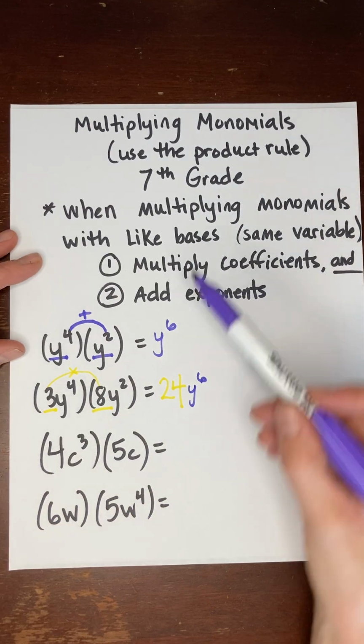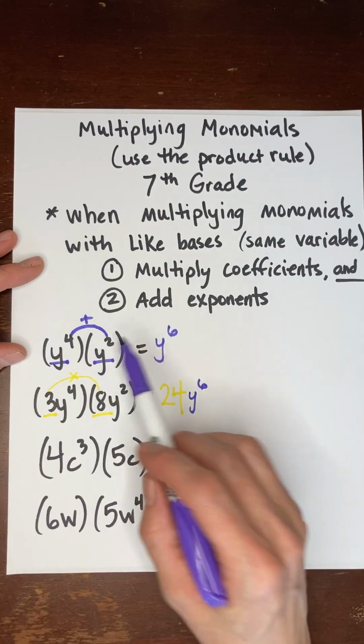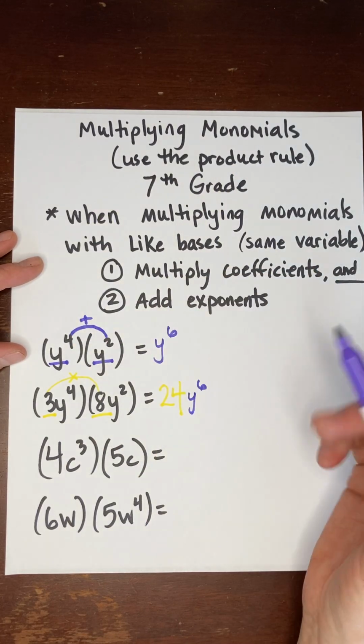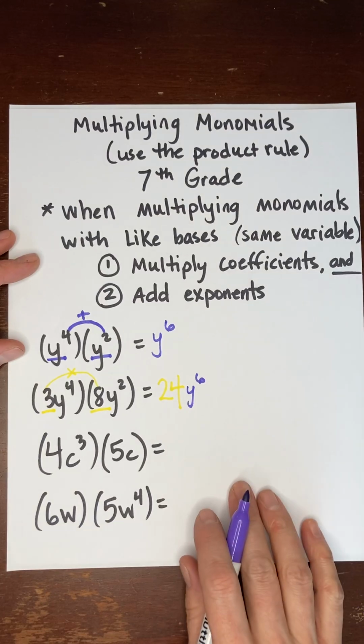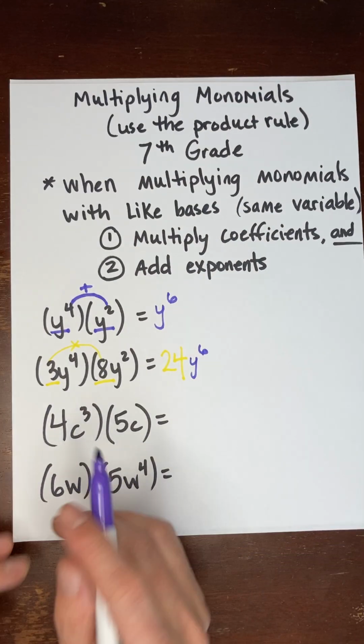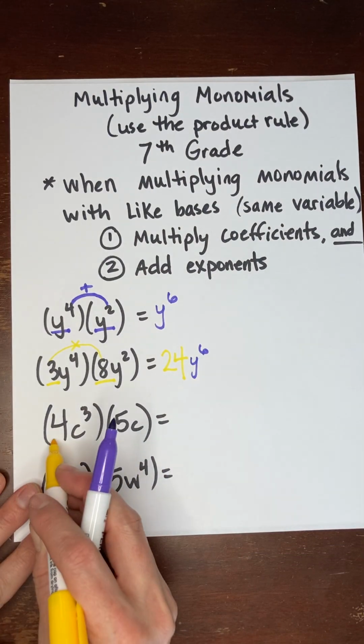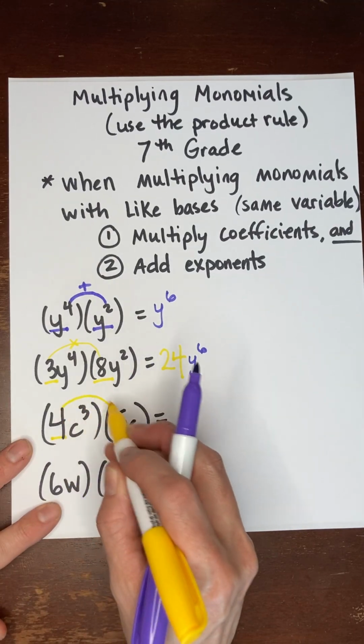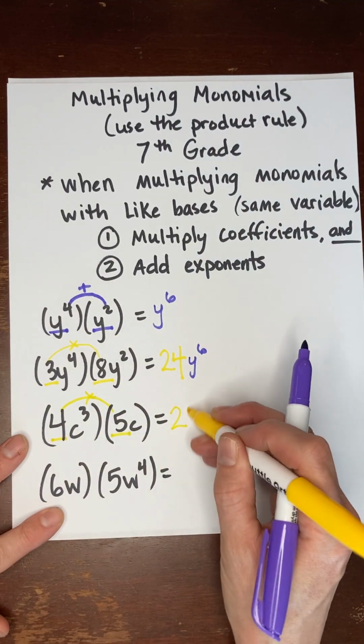And if you're not sure why we can add those exponents, please look up the product rule. I did one on multiplying like bases, and that will explain why we add the exponents. Okay, let's look here. We've got 4 and 5. So 4 times 5 is 20, so we're going to have 20 here.